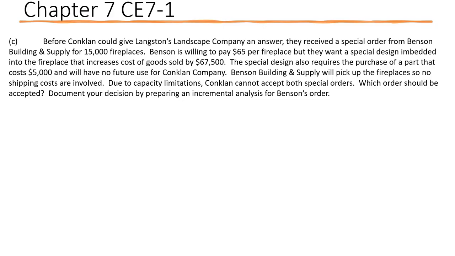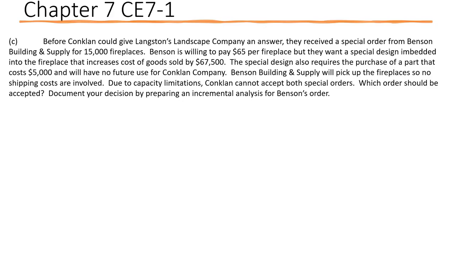So we're going to have the same columns. Our reject order is going to be 0 again. The accept order now is going to have this new information. So we'll have 15,000 units at $65 for our revenue. Our costs are going to be changed. So our $67,500 of extra cost that we need for that special design is going to be included with our cost of goods sold. So if we take that 67,500 divided by 15,000 units, it's going to be $4.50.